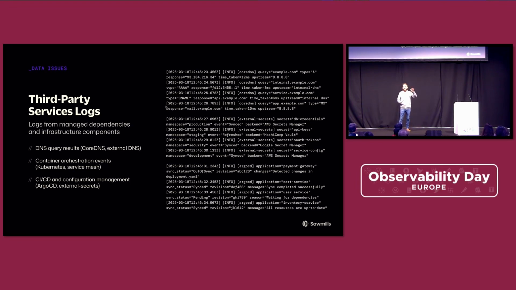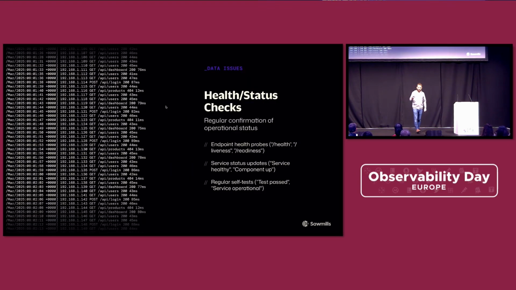Again, they create a lot of logs. Some of those are not needed. Some of those, nobody really understands what they mean, and these actually need to be fine-tuned in some cases. And so over here you have Kubernetes secrets, and you have DNS, and you have Argo CD, and so forth. The famous health checks or status checks.